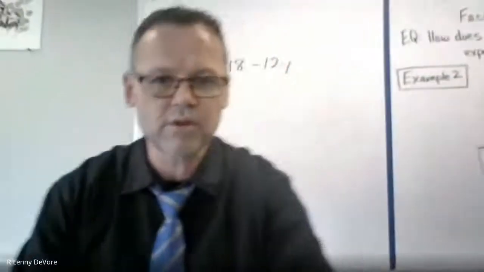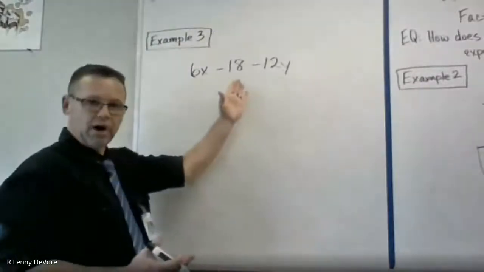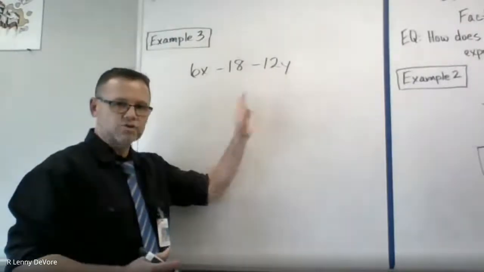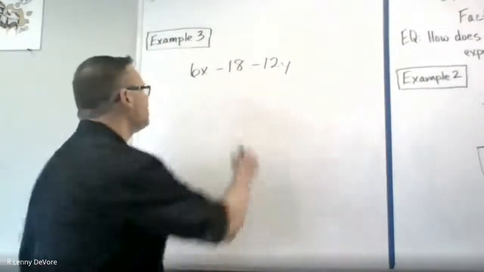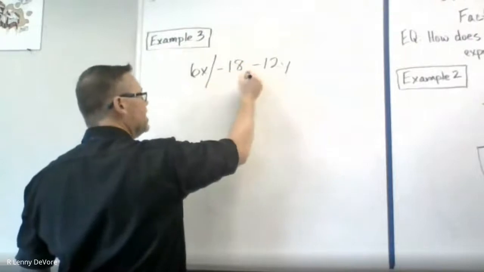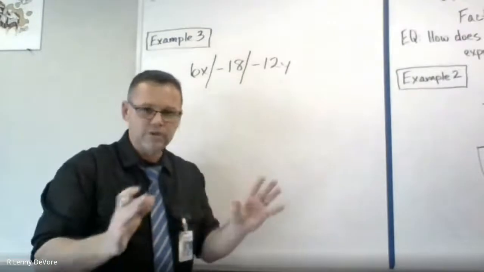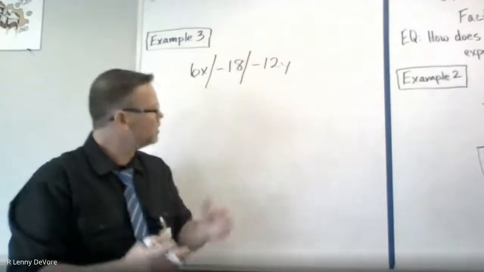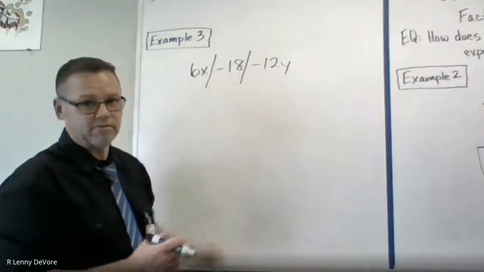Okay, let's look at the next one. Example 3. Okay, so we've got a little bit larger expression. I've got 6x minus 18 minus 12y. Now, when I do this, I'm going to actually factor it with a negative factor. So first thing I want to do is, how many terms do I have? Well, I have a 6x, I have a negative 18, and I have negative 12y. I want to check first, even though it's not part of this lesson, but I would still be checking, can I combine any of these terms? I cannot, because these two have different variables, and this one does not have a variable.